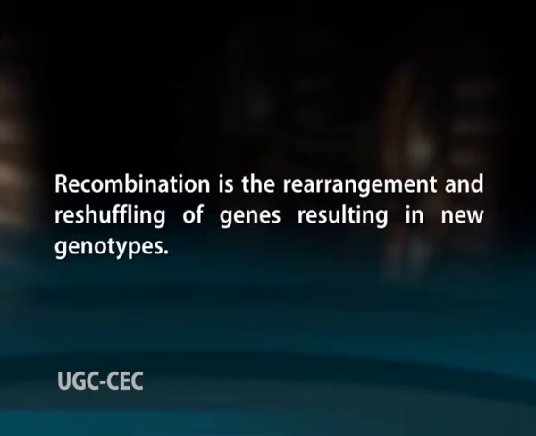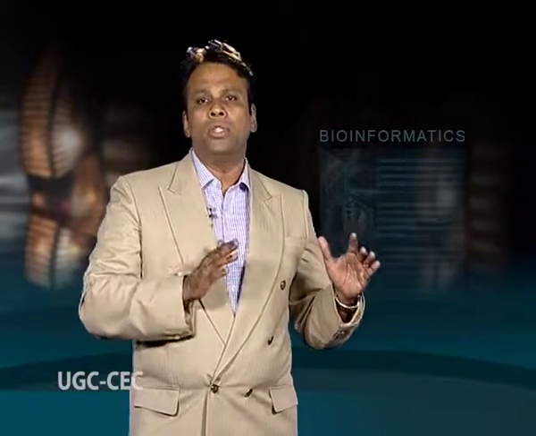Bacteria have no sexual reproduction in the sense that eukaryotes do, because they have no alternation of haploid and diploid generations, no gametes and no meiosis. But the essence of sex is genetic recombination. Recombination is the rearrangement and reshuffling of genes resulting in new genotypes. Recombination, however, is undoubtedly important in the evolution of bacteria, just as in the evolution of eukaryotes.